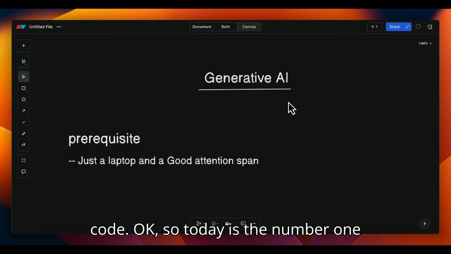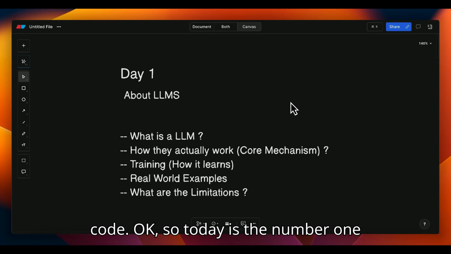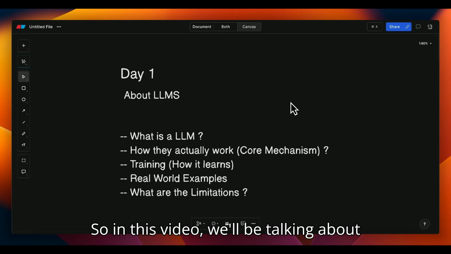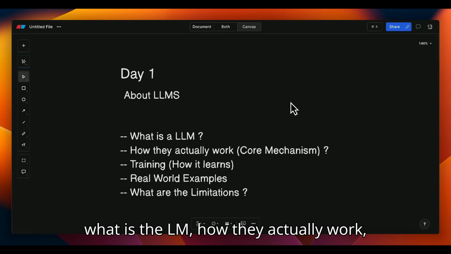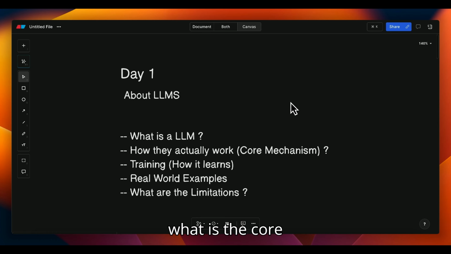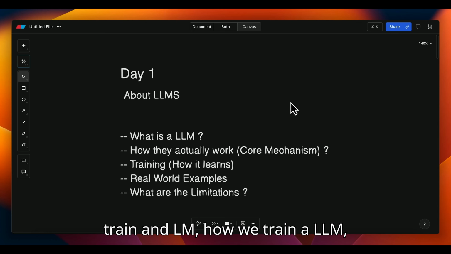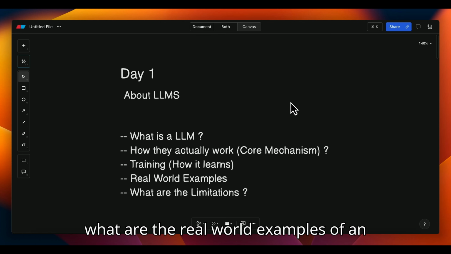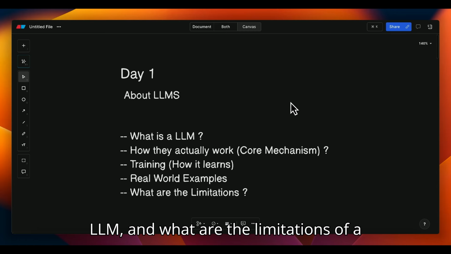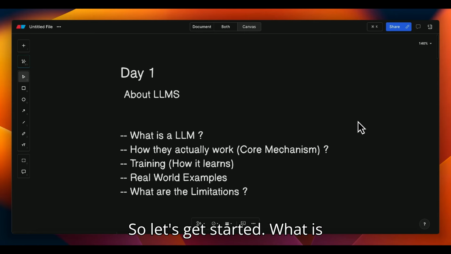Okay, so today is day number 1 and we'll be talking about LLMs. So in this video, we'll be talking about what is the LLM, how they actually work, what is the core mechanism of it, how we train a LLM, how it learns, what are the real world examples of an LLM, and what are the limitations of a LLM. Right? So let's get started.